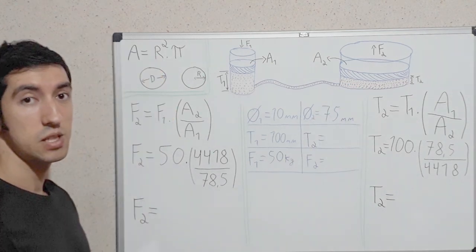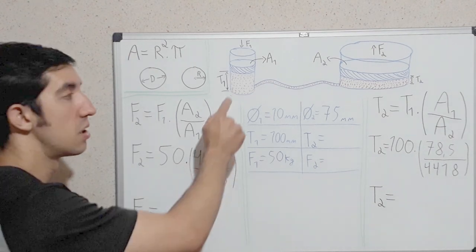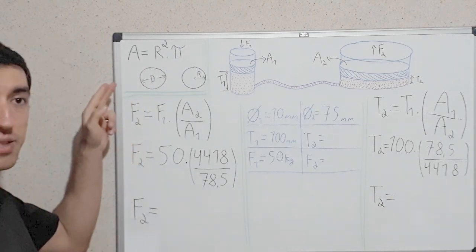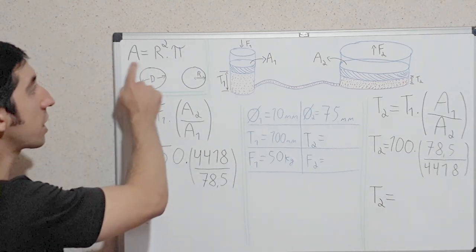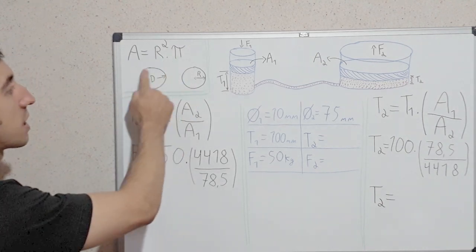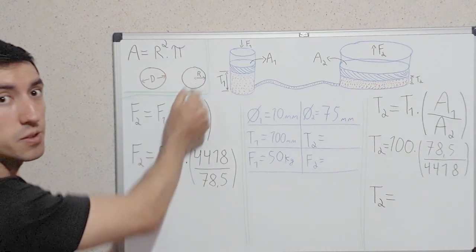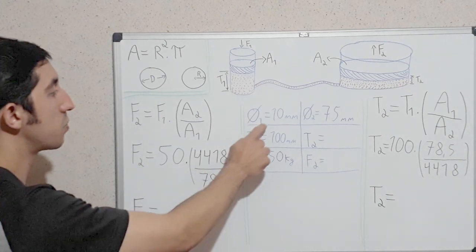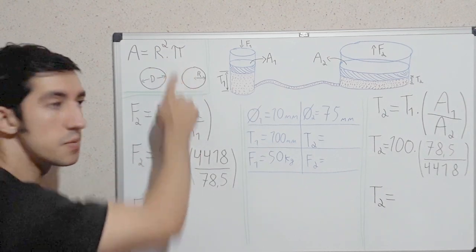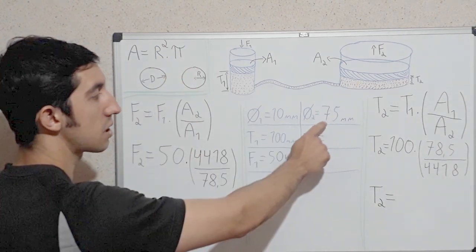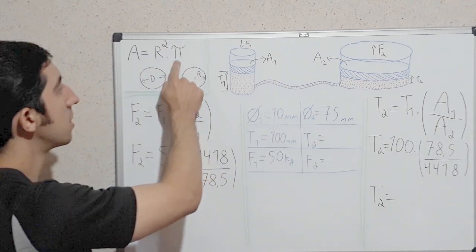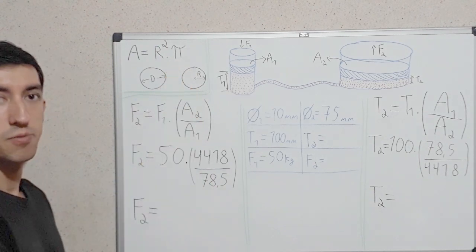The first thing we need to find is the area. Area of the first cylinder and area of the second cylinder. This is the formula of the area. Area equals radius squared times pi. We have the diameter. The radius is half of the diameter. The area of the first piston will be half of 10, which is 5, squared times pi. Area of the second piston will be half of 75, which is 37.5 squared times pi.